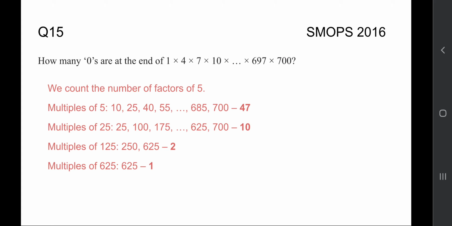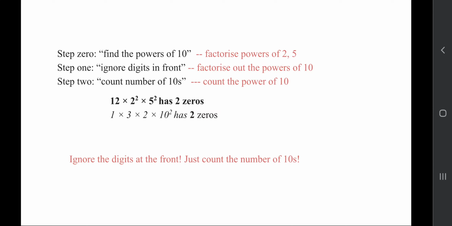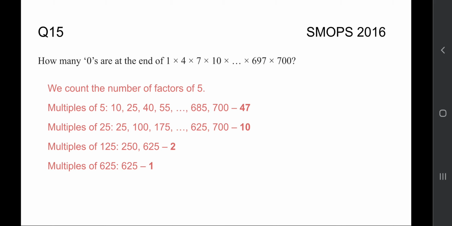So back to this question, right? How many zeros are there at the end of this entire expression? We're going to count the number of factors of 5 first. We count 5s, and then we count 25, and then we count 125 and 625. Again, the reason why is because back here, 25 doesn't seem to have a 5, but it has 2 powers of 5. So be very, very careful of that. Alright? So if you want to count all these factors of 5, there will be 10, 25, 40, 55, all the way up to 700.